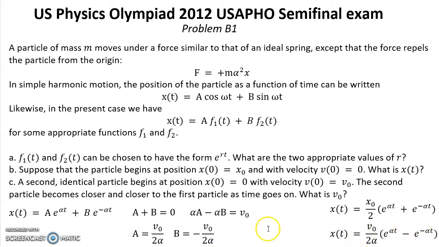And now when time going to infinity, negative exponent going to 0, and because these two particles going closer to each other, we have x0 over 2 equal v0 over 2 alpha. It means that v0 equal alpha x0. That's the answer for question C.